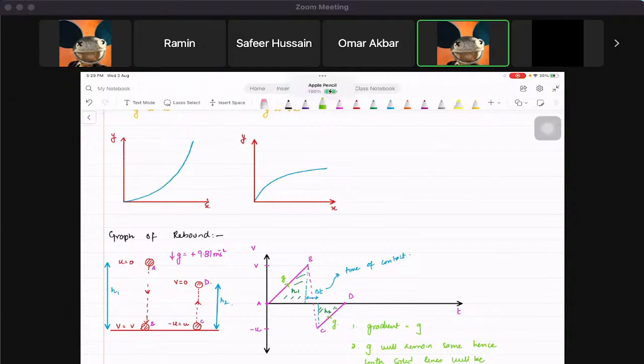Now, if you take g as negative, the only difference it would make is it would flip the graph. Like A and B will be down, C and D will be up. Nothing else will change. It will just be a mirror image because you just took a different direction, that's all. Understood? So make sure you remember that.